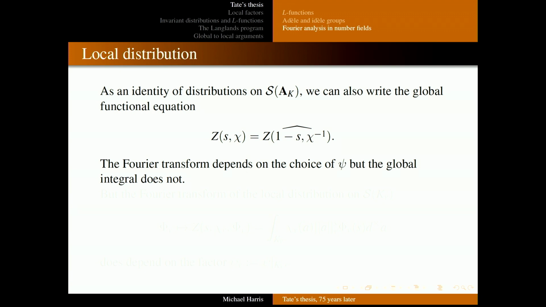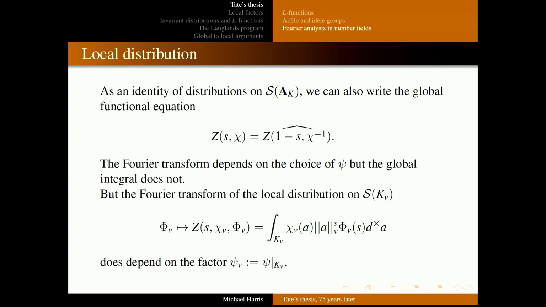So then we write the global functional equation: Z of s, chi is the Fourier transform of Z of 1 minus s, chi inverse, where the only thing that's missing is the dependence on this additive character. The Fourier transform depends on the choice of the additive character, but the global integral does not. And that's because we're working with a Hecke character.